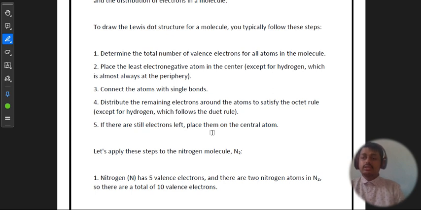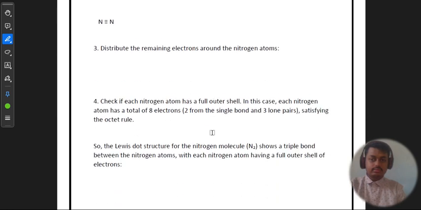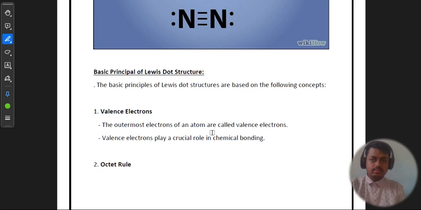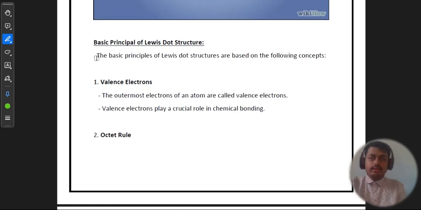The first thing that we should know about the Lewis dot structure is the octet rule. So first we will basically discuss what an octet rule is and how it is important for drawing a Lewis dot structure. So we can see the basic principle of the Lewis dot structure. The first one is the valence shell electrons.